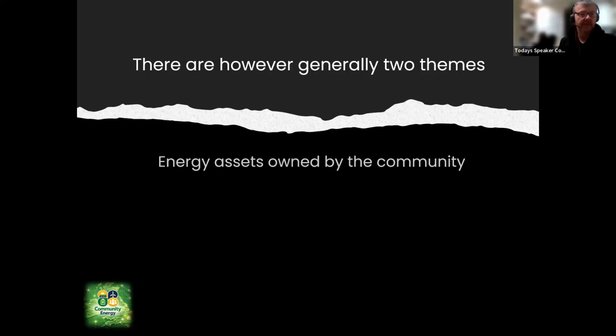So that's the first theme that you will generally come across when you start talking about community energy. A group of people get together, form an organization, raise some money, buy an asset, and then sell the energy from that asset to a single off-taker.